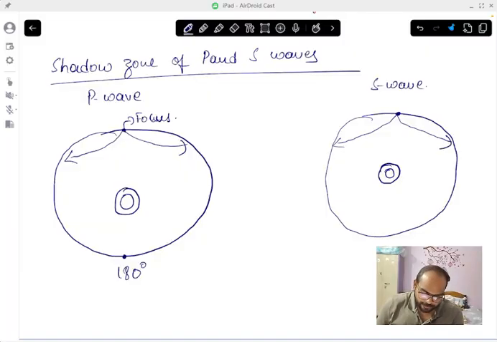So, due to the different varied densities inside the earth, these P waves and S waves travel in a curved path. That is, when they travel from one medium to another medium, their path is deflected, and they travel in a curved path. Up to 105 degrees, they travel in a curved path like this.